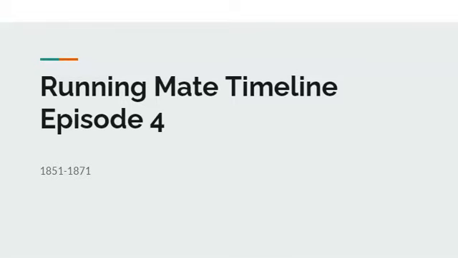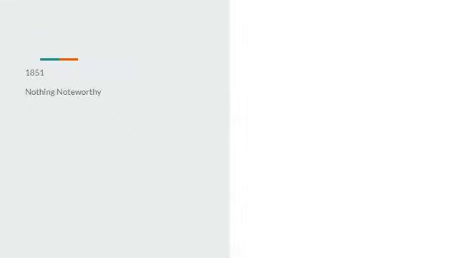So there you go. And so we are on episode 4 of the Running Mate timeline, going through the years of 1851 all the way to 1871. And we start off with nothing noteworthy happening in 1851. Nothing really noteworthy happened IRL, so I doubt anything would happen here.